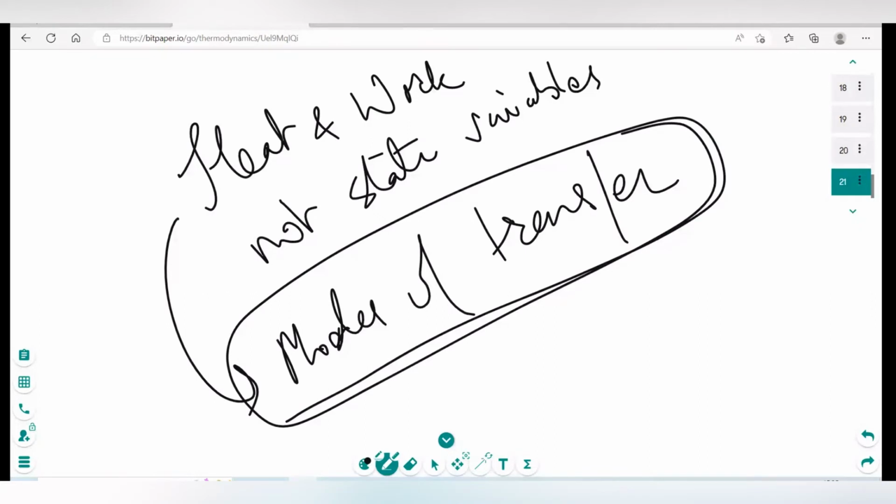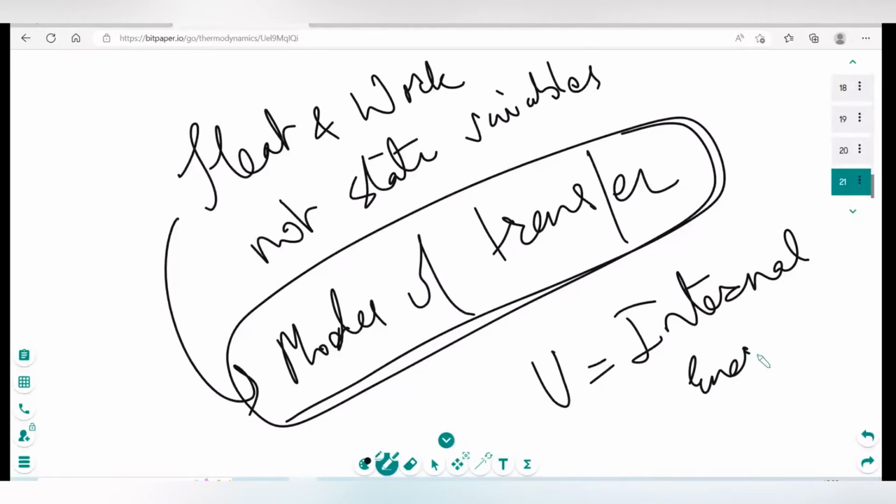What do we change again? We are changing the internal energy, U. We are talking about U. But what do you mean by modes of transfer?